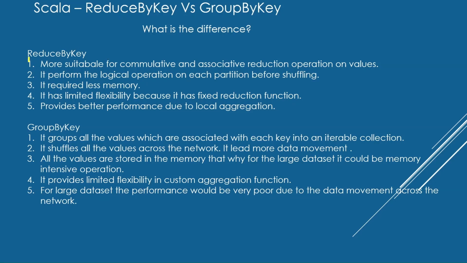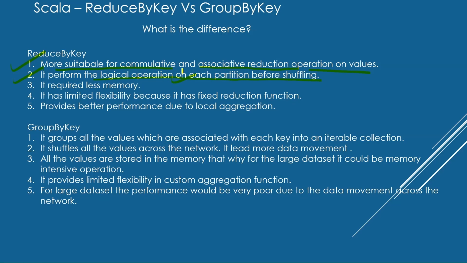So let's talk about reduceByKey. ReduceByKey is more suitable for commutative and associative reduction operations on the values. So whenever you want to do min, max, sum, count, reduceByKey plays a very important role, and it is very performance optimized. It performs the logical operation on each partition before shuffling. So this is very important, right? First it does the logical operation in the partition and then shuffles.